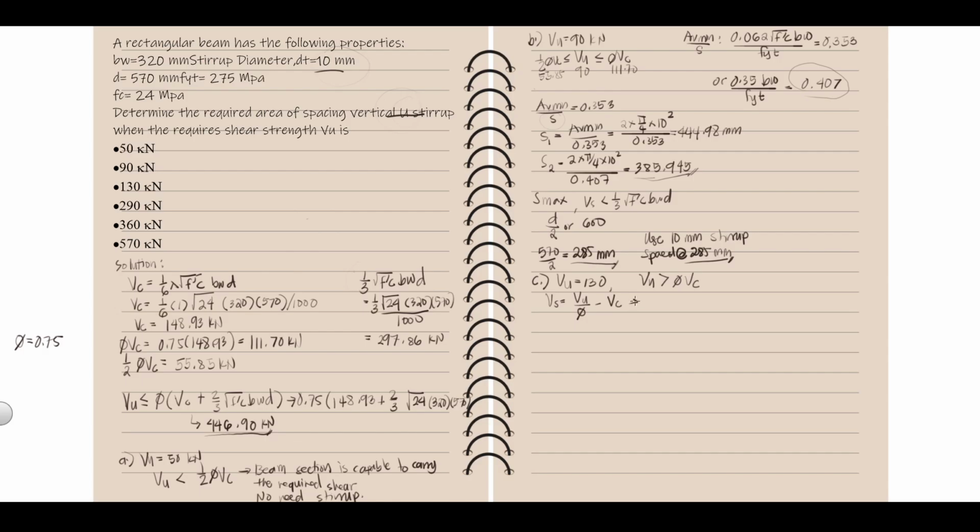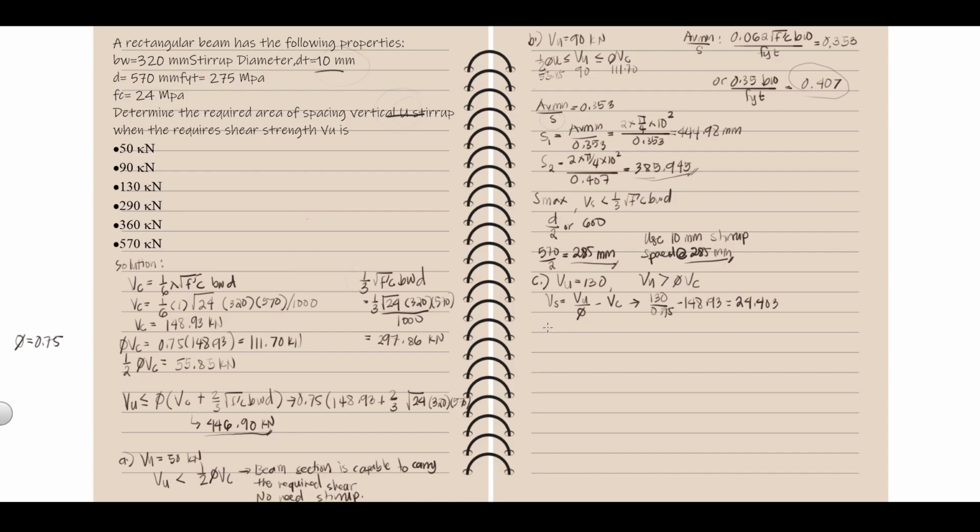VU all over reduction factor minus our VC. Okay? So, we have here, yung VU natin is 130. Divide natin ng 0.75. Minus natin ng VC. So, 148.93. So, magkakaroon tayo ng sagot na 24.403. Okay? And then after that, we're going to get the S.